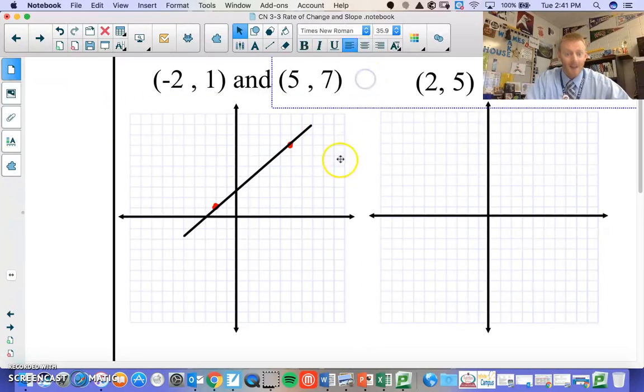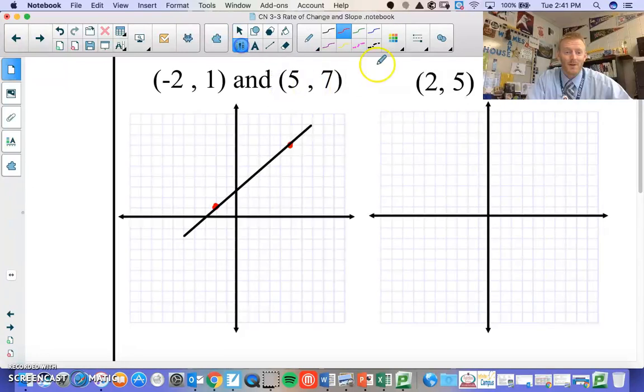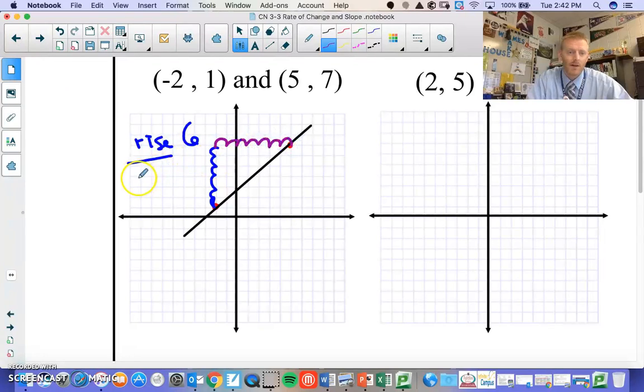All right, so our job is to count the slope here. Just like on the previous examples, we're counting from the left dot to the right dot. So we're going to go up 1, 2, 3, 4, 5, 6. That's a rise of 6. And then a run of 1, 2, 3, 4, 5, 6, 7. And a run of 7. So my slope is 6 over 7.